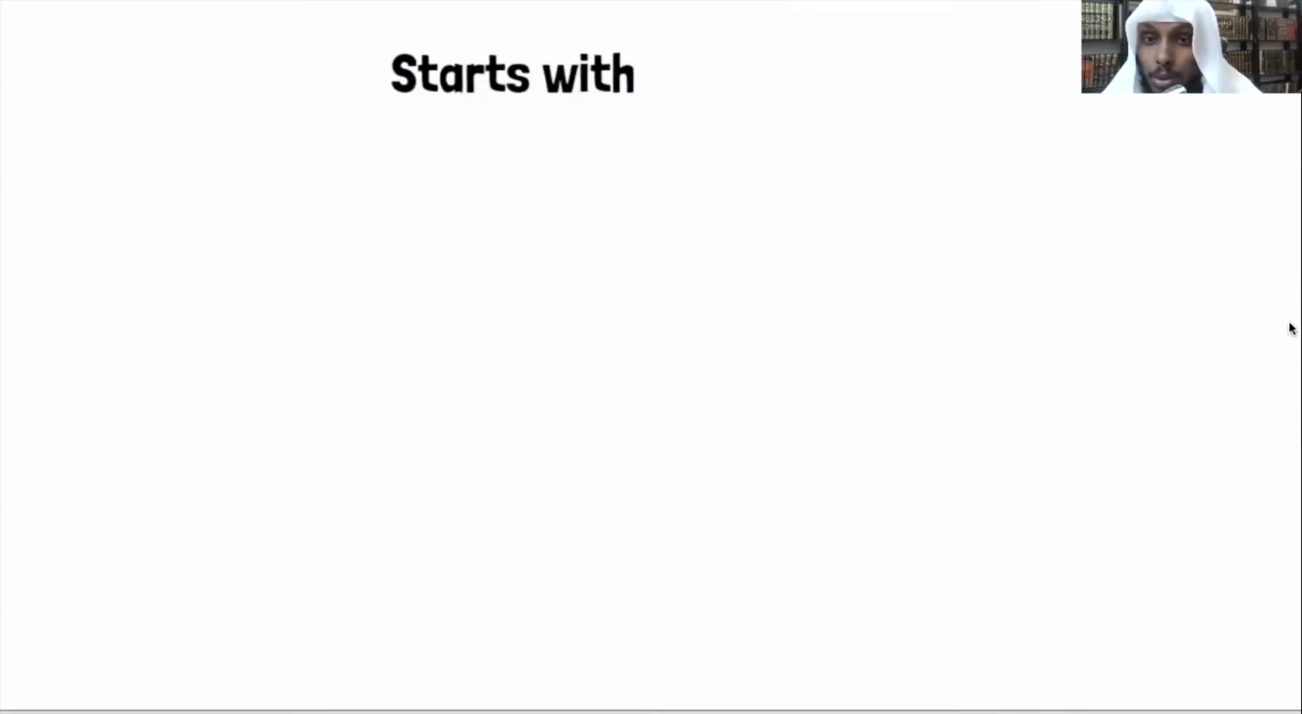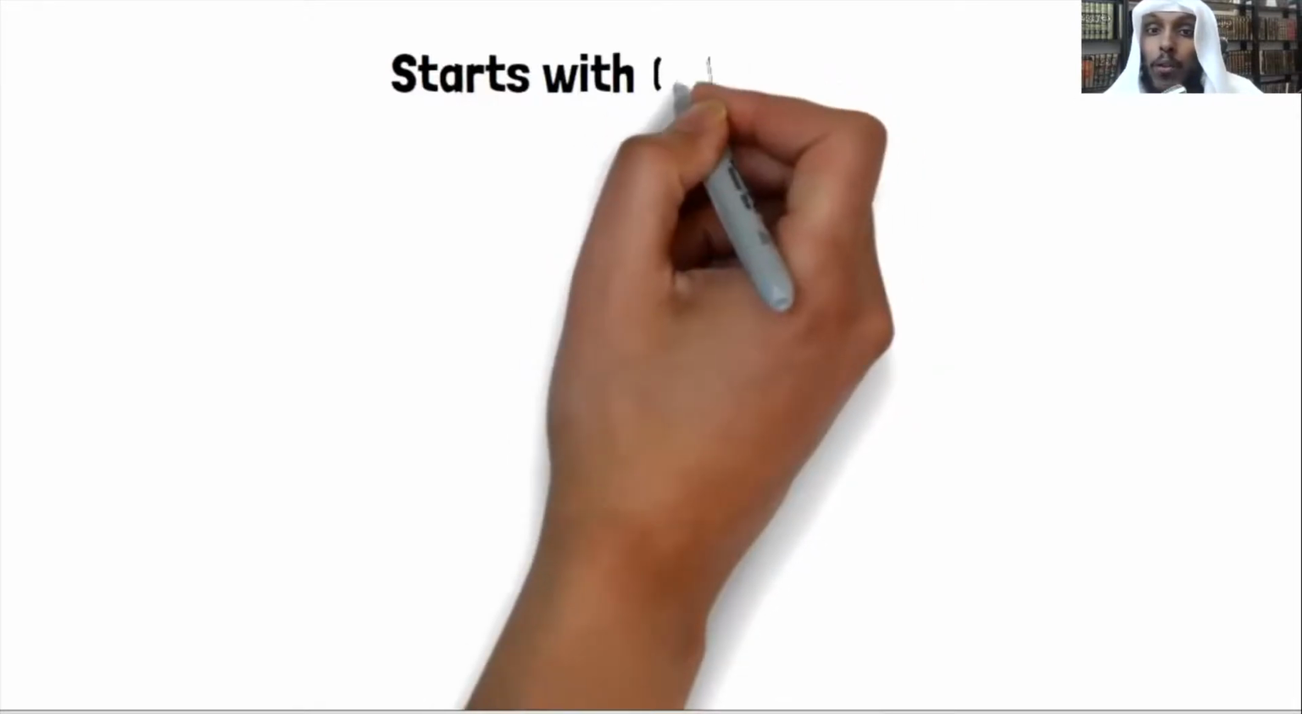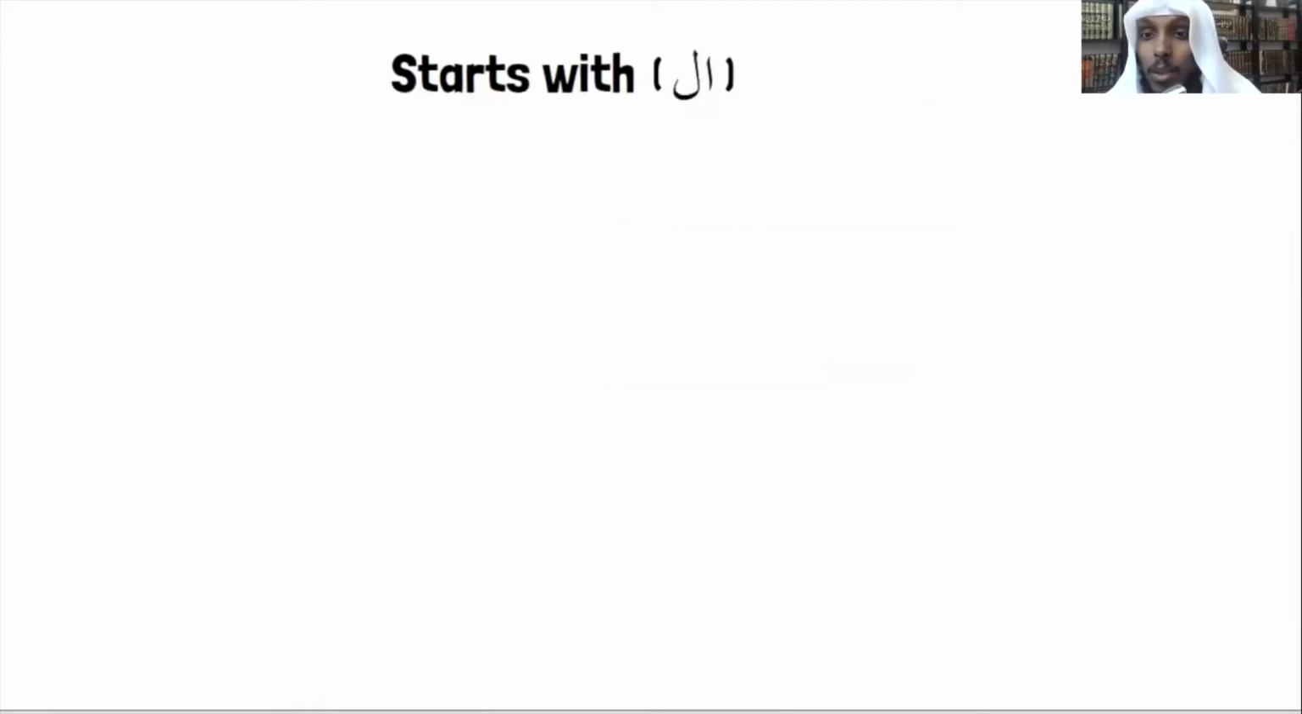Okay, and that brings us to our first rule, or the first question that we ask. Does it start with Al, or Alif Lam? That's the first question that we ask when it comes to starting with Hamzatul Wasl. Does it start with Alif Lam? Alif Lam, or Al in Arabic language, means the. It is the definite article.